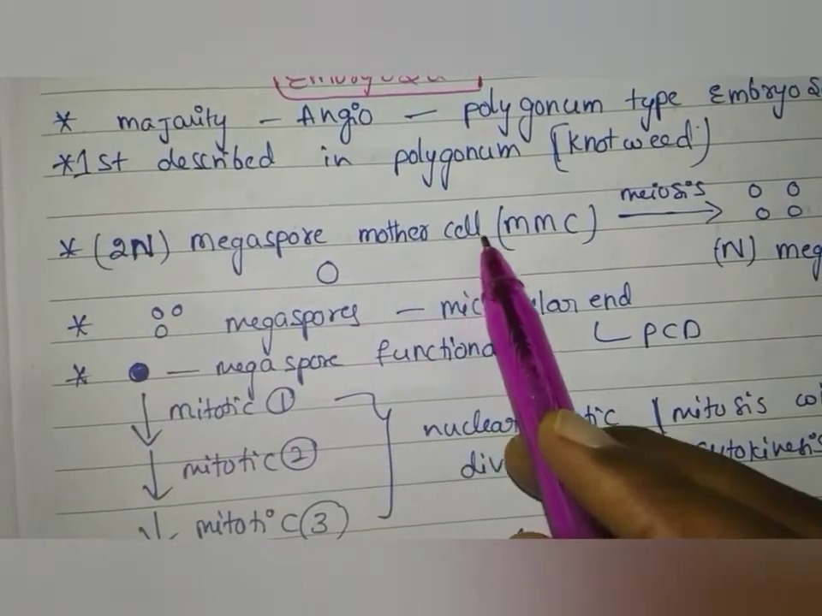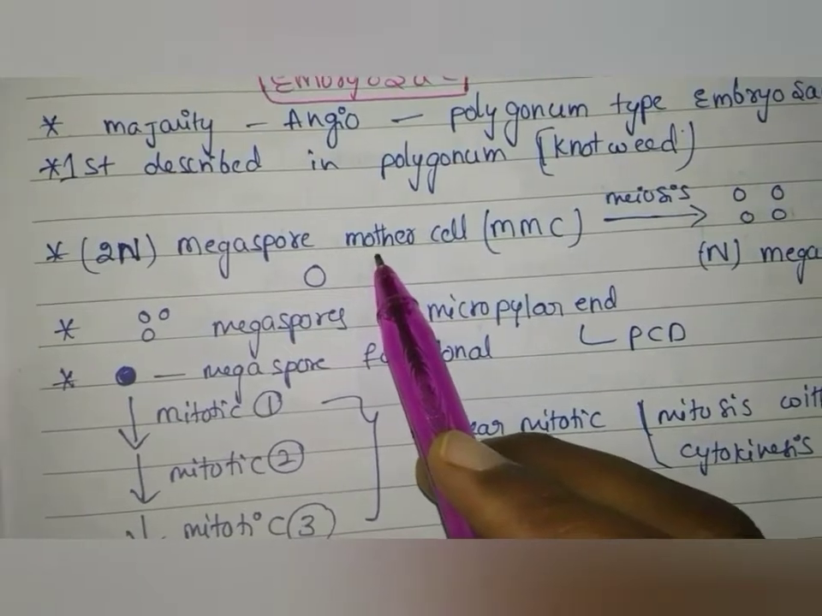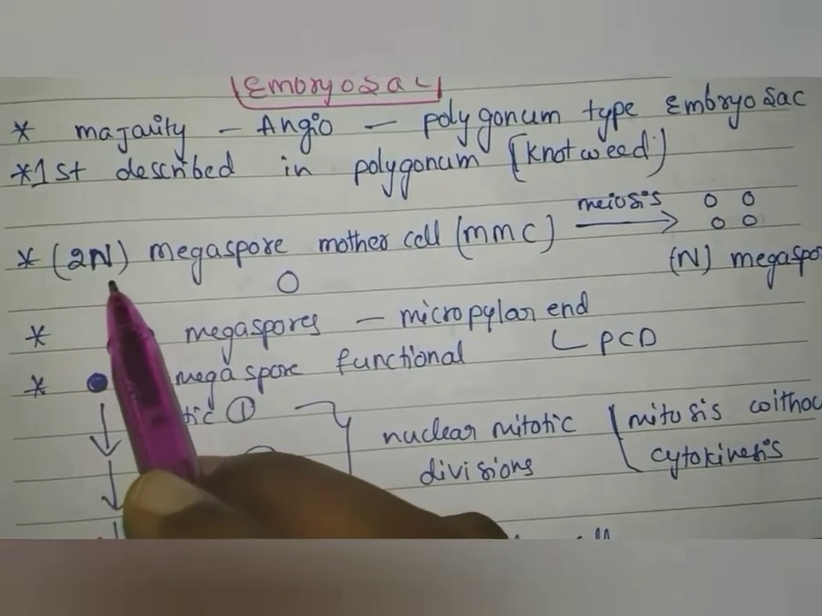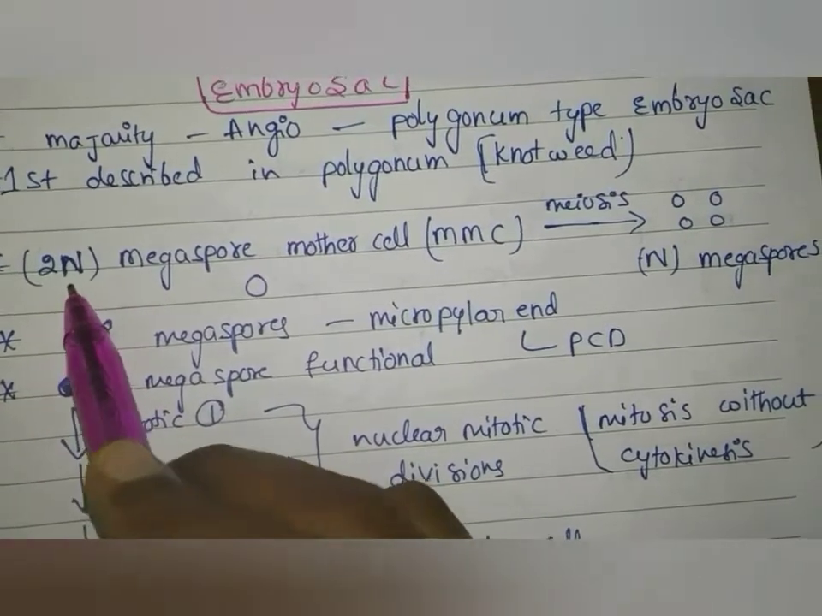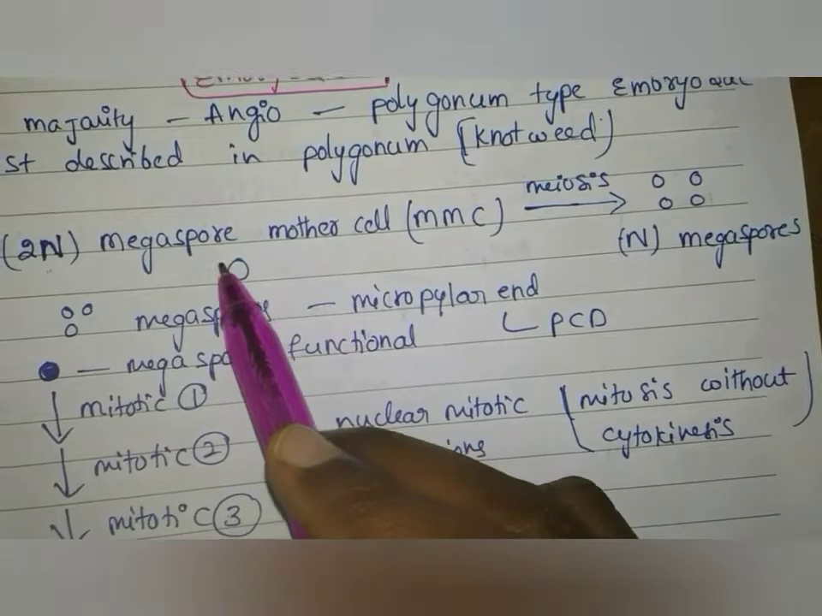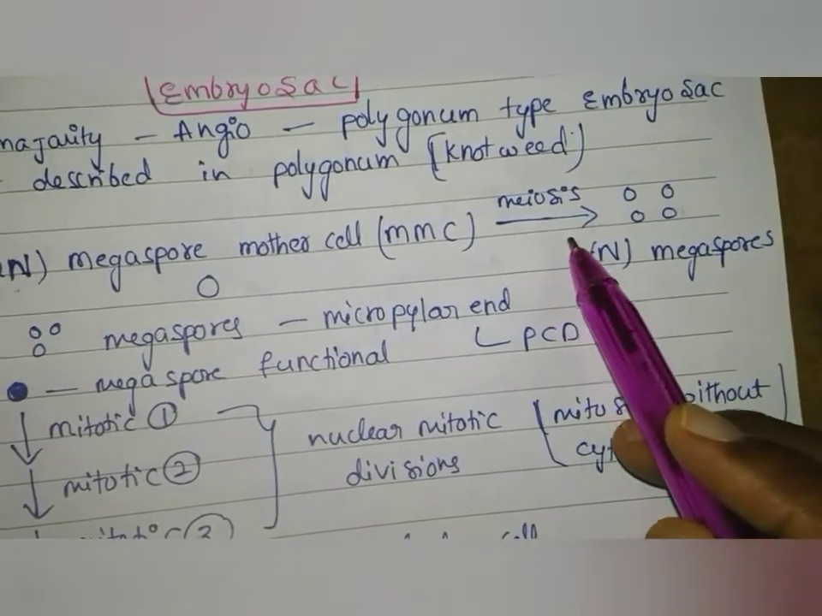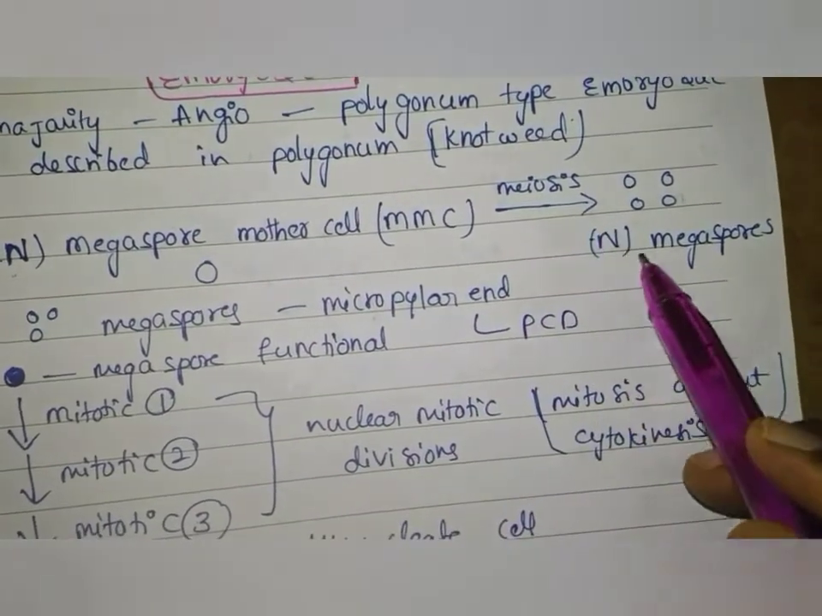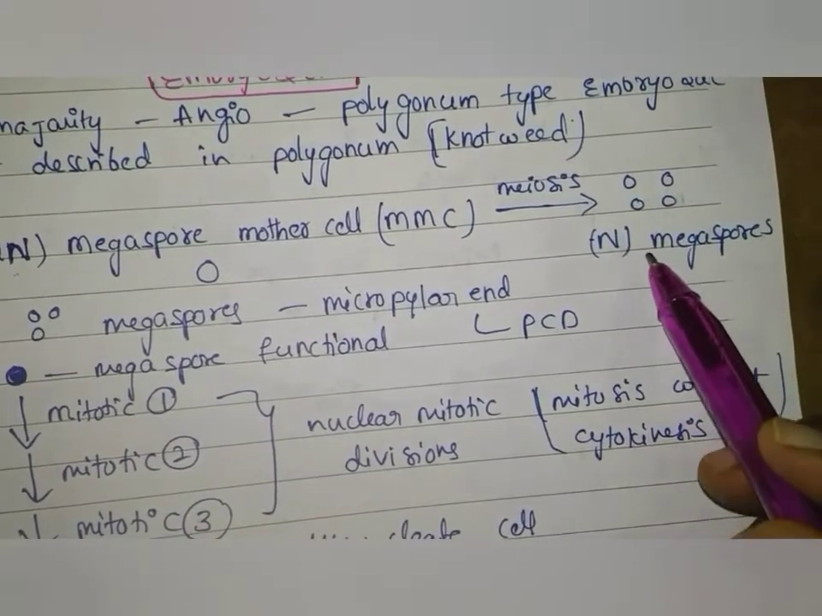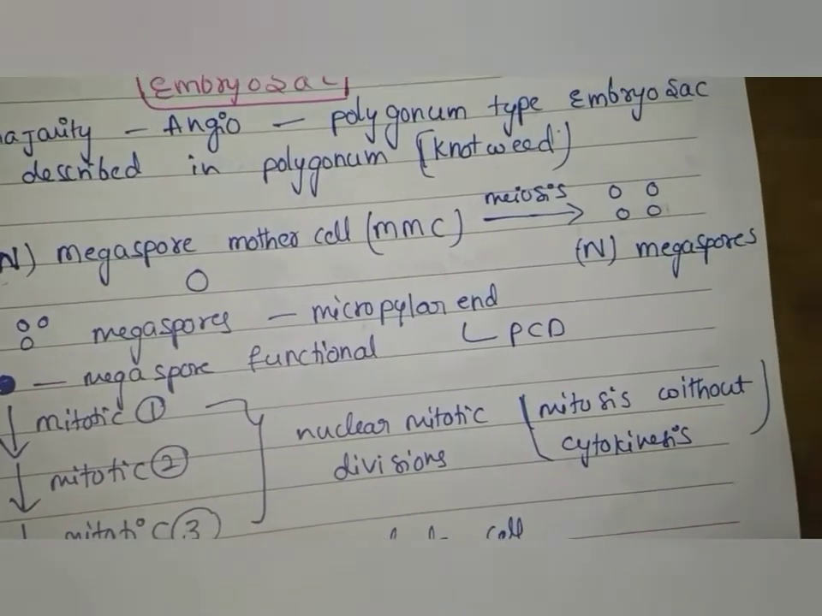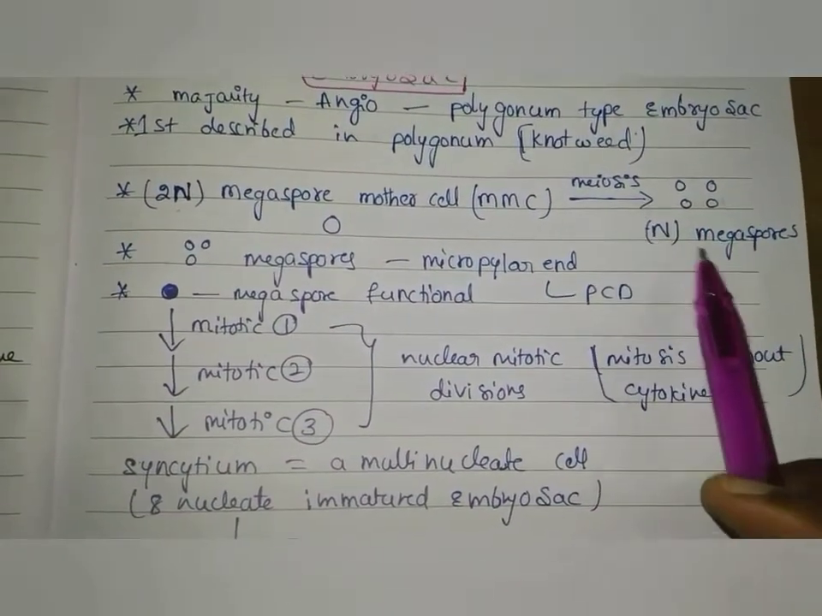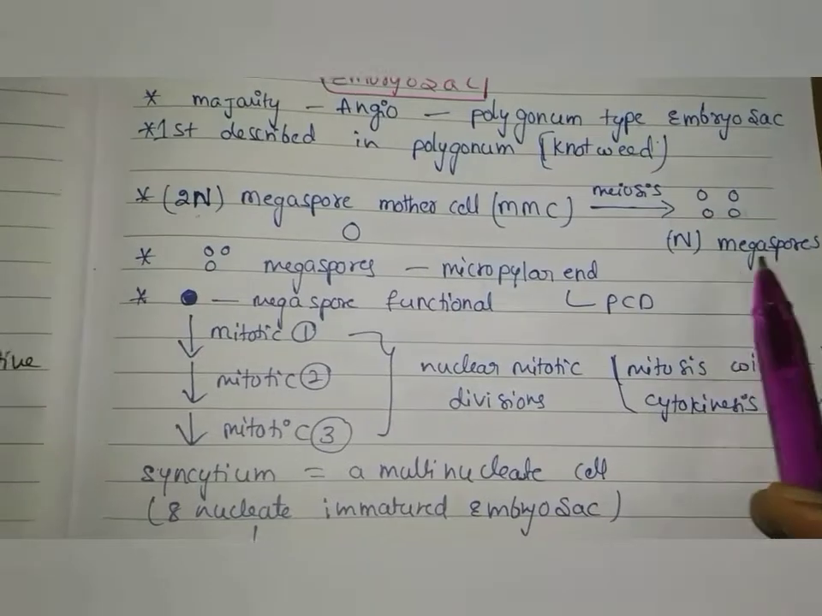Megaspore mother cell is the first cell which lays the foundation for the formation of the embryo sac. This megaspore mother cell is a diploid cell, that is 2n. Here, this megaspore mother cell undergoes meiosis to form four cells. These cells are called megaspores. The megaspore mother cell undergoes meiosis to form four haploid spores called megaspores.